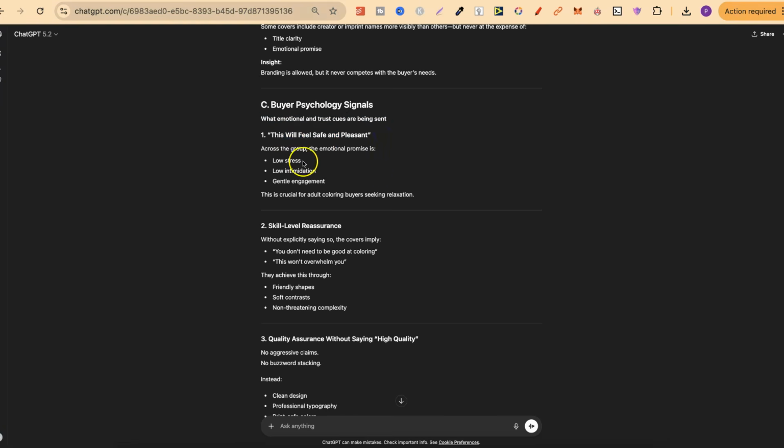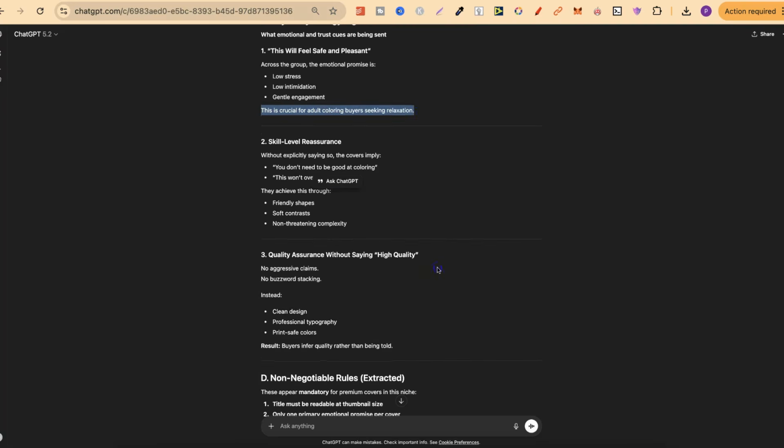Now, across the group, the emotional promise is low stress, low intimidation, and gentle engagement. This is crucial for adult colouring buyers seeking relaxation. On to the next, skill level reassurance. Without saying so, the covers imply you don't need to be good at colouring. This won't overwhelm you. They achieve this through friendly shapes, soft contrasts, and non-threatening complexity.